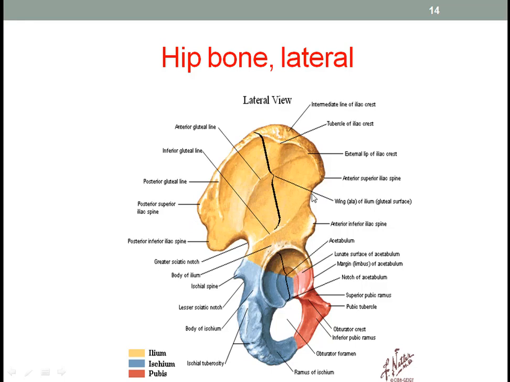In this lateral view of the ilium, as we see here, we have the gluteal lines. This is the anterior gluteal line, this is the posterior gluteal line, and here this is the inferior gluteal line. So we have three lines, and all of this is called the wing of the ilium, and we call this surface the gluteal surface.